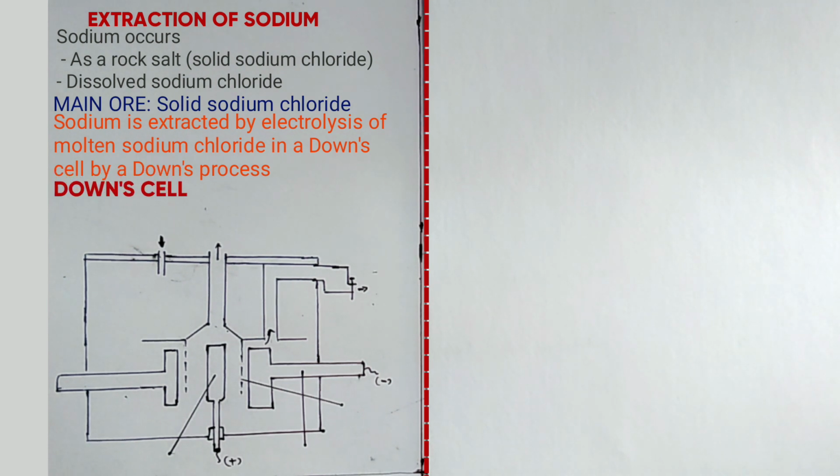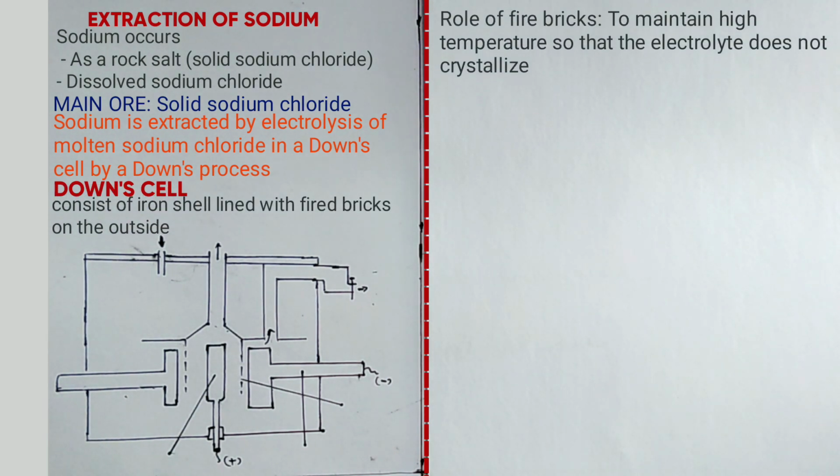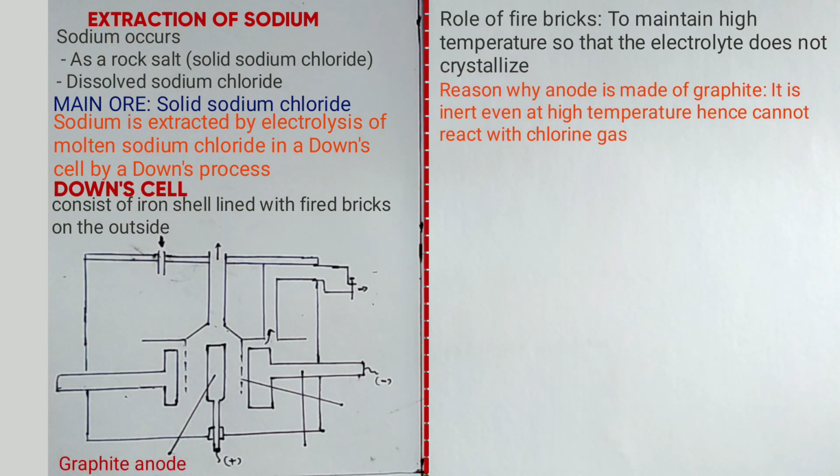Now a Downs cell consists of an iron shell lined with fire bricks on the outside. The role of the fire bricks is to maintain high temperature so that the electrolyte does not crystallize. At the center of the cell we have this graphite. The anode is made of graphite because graphite is inert even at high temperature, hence it cannot react with chlorine gas.